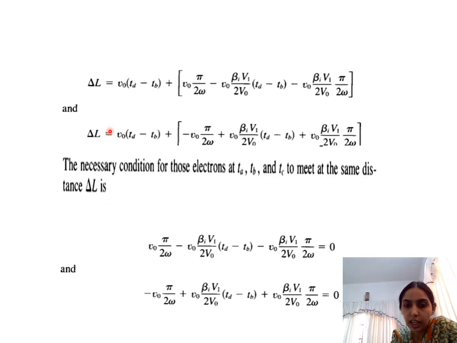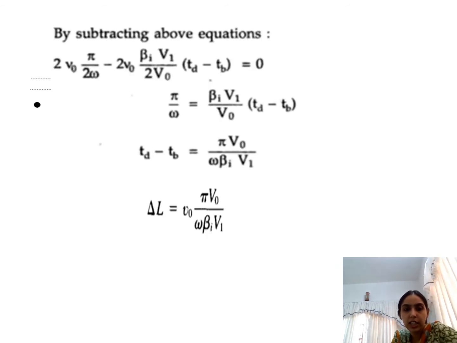So I can rewrite this equation as such. Obviously these two expressions for delta L should be equal because these electrons are going to meet at the same point at a distance of delta L. Now by subtracting the above equation, you get the expression for Td minus Tb as such. From this we can write the expression for delta L as V0, the velocity, into this time, Td minus Tb.